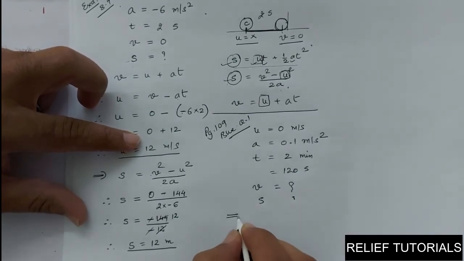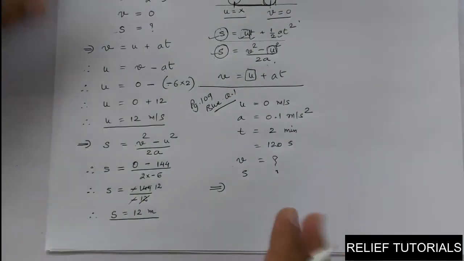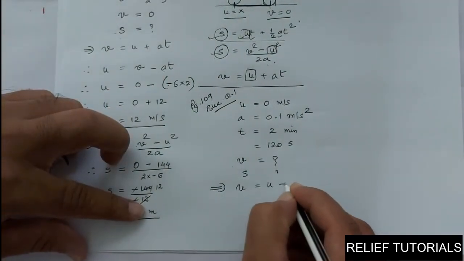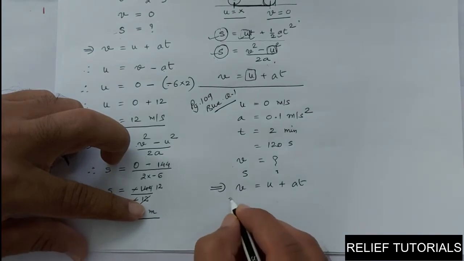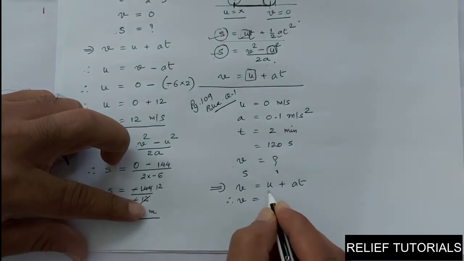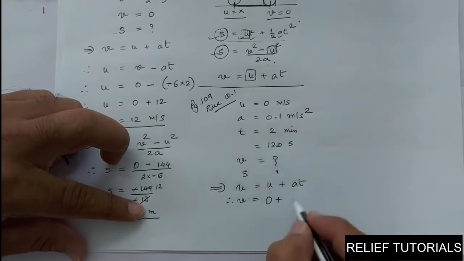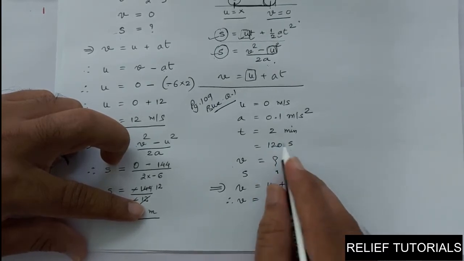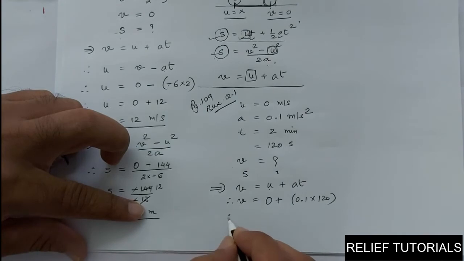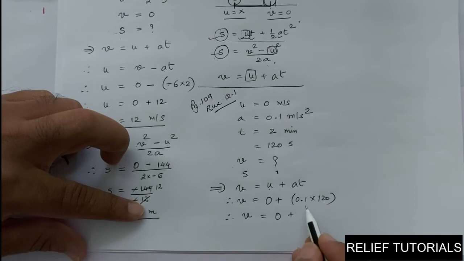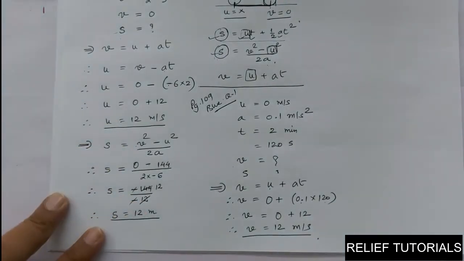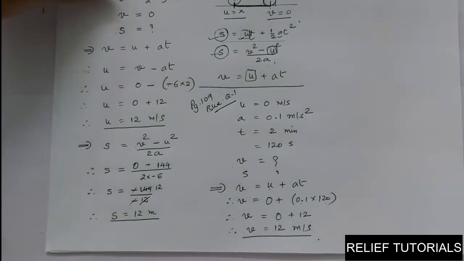So I think it's very easy. First of all, v is very easy to find. That v is equal to u plus at. Everything is there. Therefore, v is equal to u is 0, a is 0.1 into t is 120. So therefore, v is 0 plus 0.1 into 120 is 12. So therefore, v is equal to 12 meter per second. And then we have to find s.